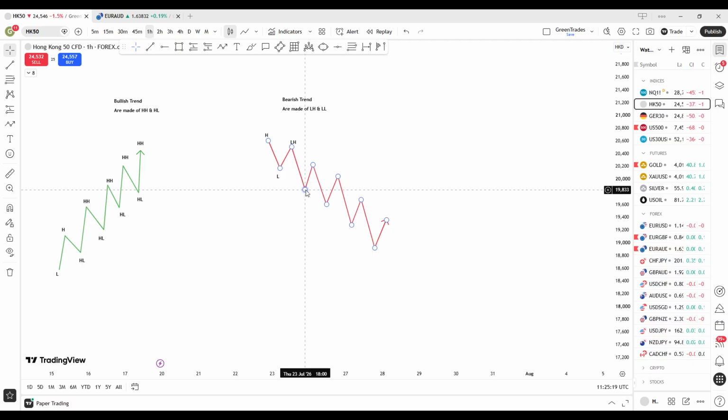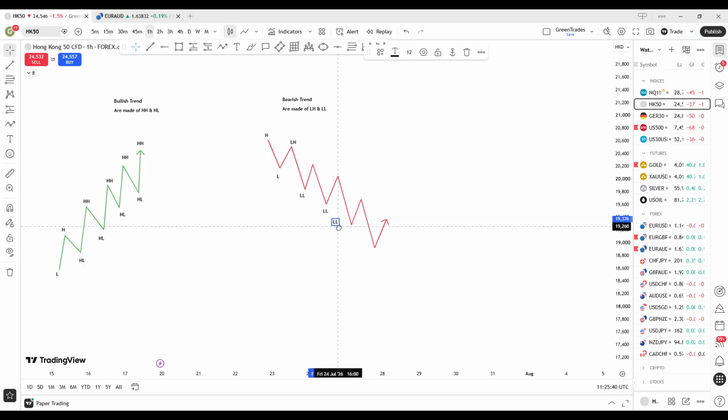And this is a new low that has been formed. This lower high made this new low, but this new low is lower than this low. So this one becomes a lower low. And you can say that for the rest. This one also becomes a new lower low. This one becomes a new lower low. This one becomes a new lower low.